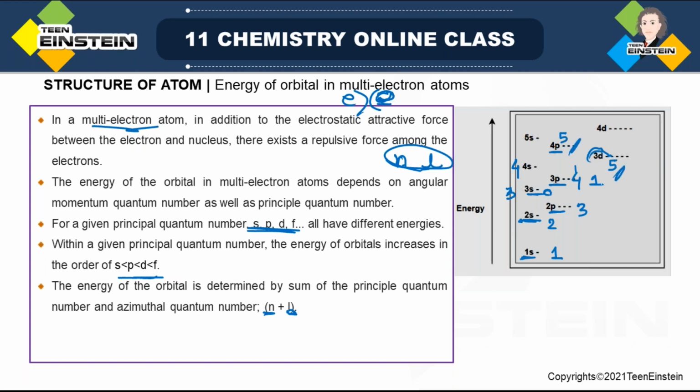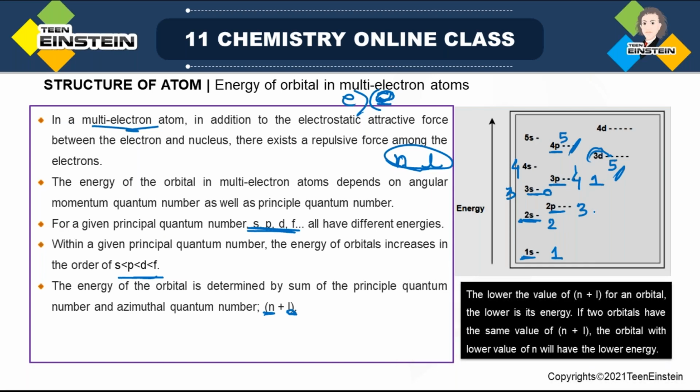Now how to choose which one will have higher energy when the n plus L value is also the same? For that you have to remember, if two orbitals have the same value of n plus L, you have to choose as lower energy the orbital which has the lower value of n. So that is why between 4p and 3d, though both have the same n plus L value, 3d is below 4p because the n value is lesser in the case of 3d. Okay, remember this.